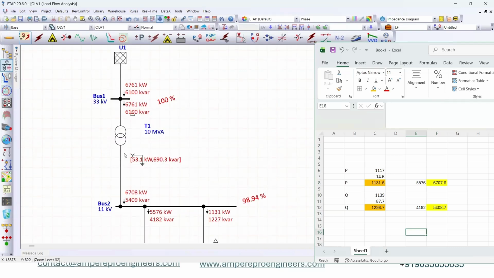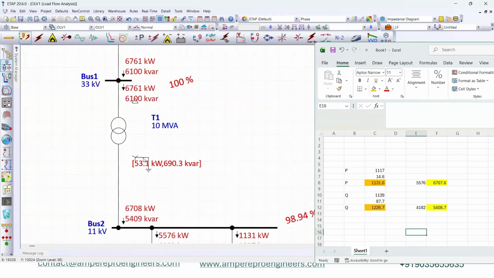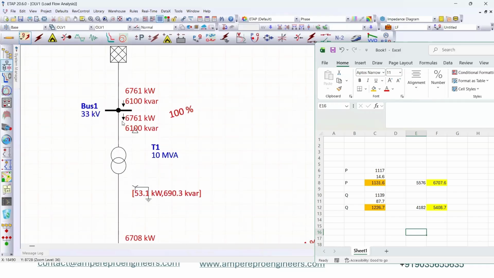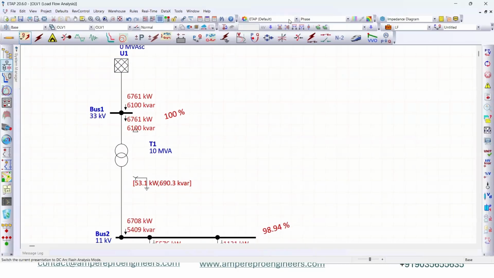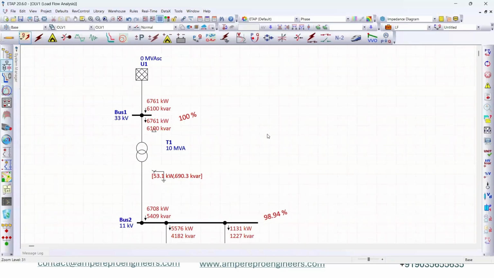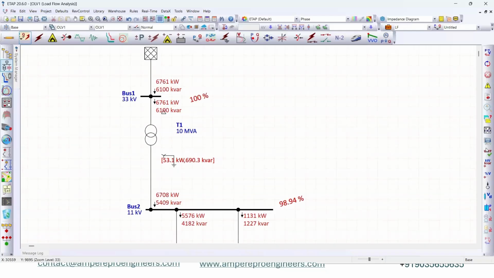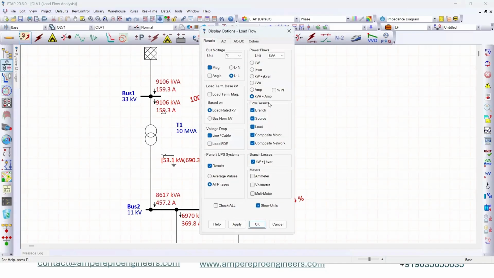But when you go up here, you will see that including the transformer losses, you have to accommodate from here. And let's see the power factor now. We didn't see the power factor yet, right? So let's see what the power factor is from here. For the power factor, you need to enable this one. So let's enable this actually.